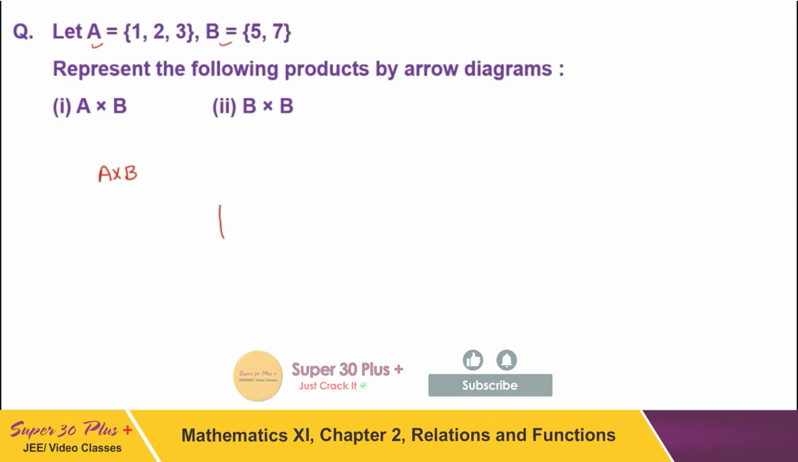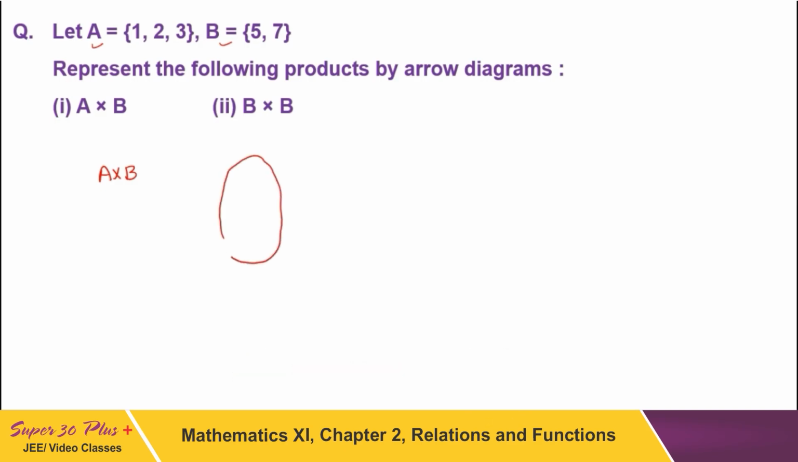Let set A have elements 1, 2, 3, and set B have elements 5, 7. Then you can represent it like this: 1, 5; 1, 7; 2, 5; 2, 7; and 3, 5; 3, 7.